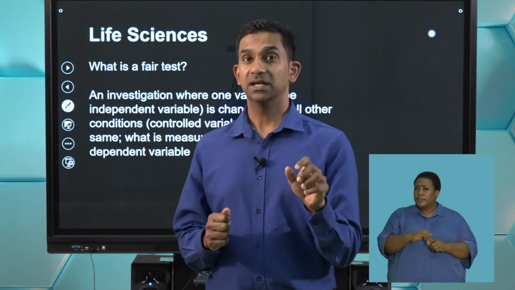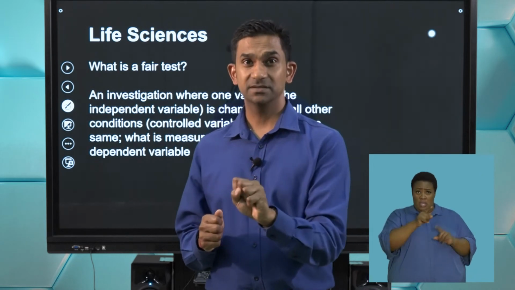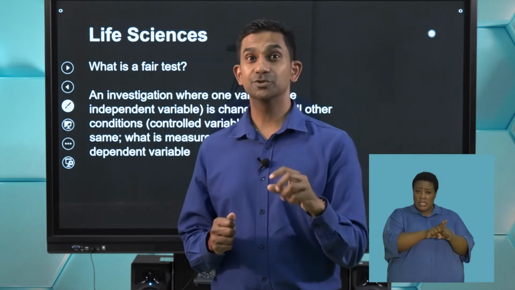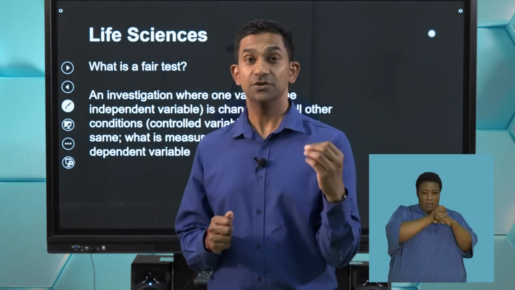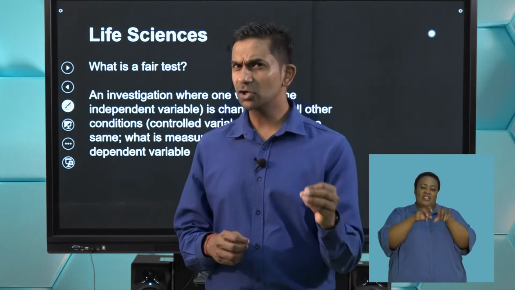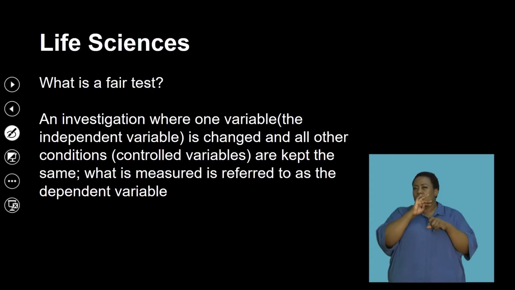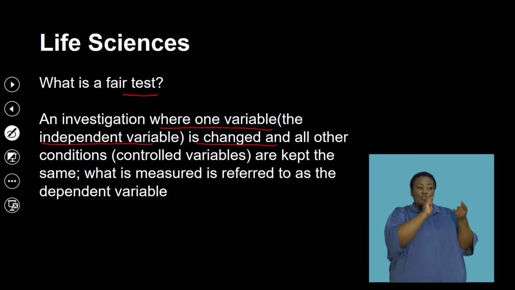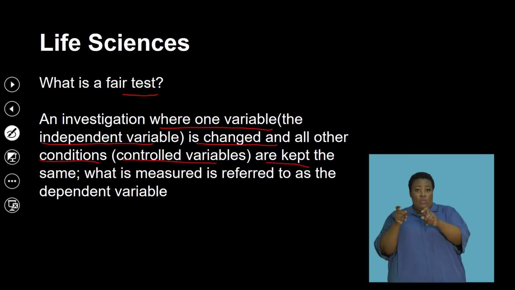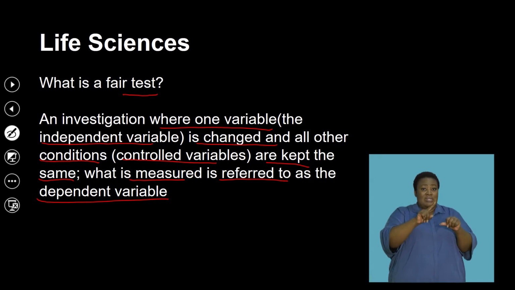It means that if we can control our variables and keep them constant, we're able to produce an experiment that has a fair test. So let's look at the concept of what a fair test is. A fair test is an investigation where one variable, which is the independent variable, is changed and all other conditions, meaning the control variables, are kept the same or constant. What is measured is referred to as the dependent variable. Let's try and unpack that.